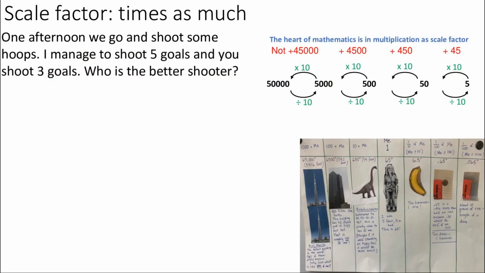And so let's talk about this idea of multiplying and scale factor being times as much. So one afternoon we go and shoot some hoops. I managed to shoot 5 and you shoot 3. Who's a better shooter?